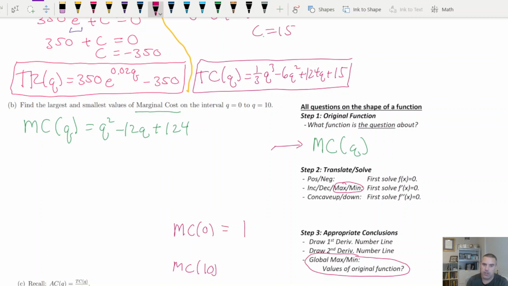Now, when you plug in 0, you get 124. When you plug in 10, you get 10 squared, which is 100, minus 120 plus 124. So 100 minus 120 plus 124 gives you 104. So at the moment, this looks like the biggest, and this looks like the smallest. Zoom that out a little bit.